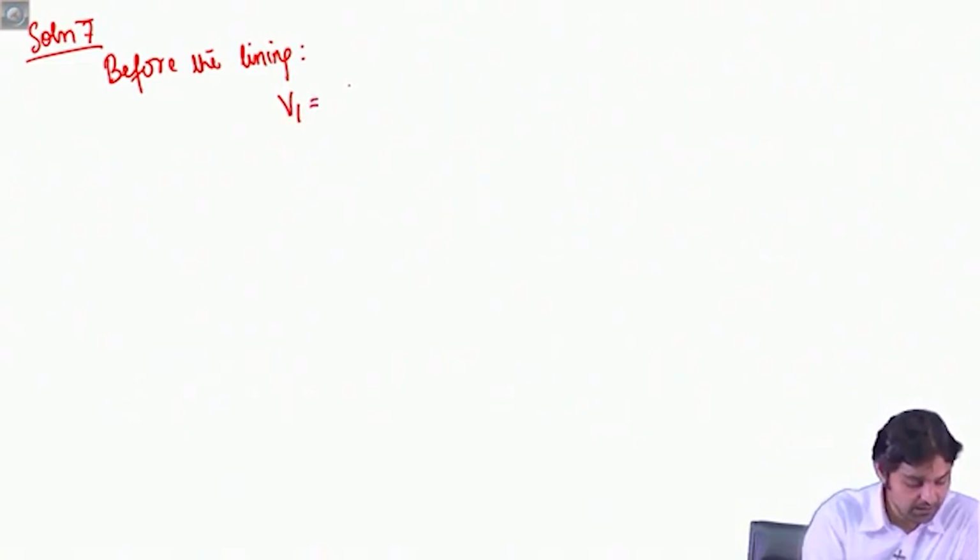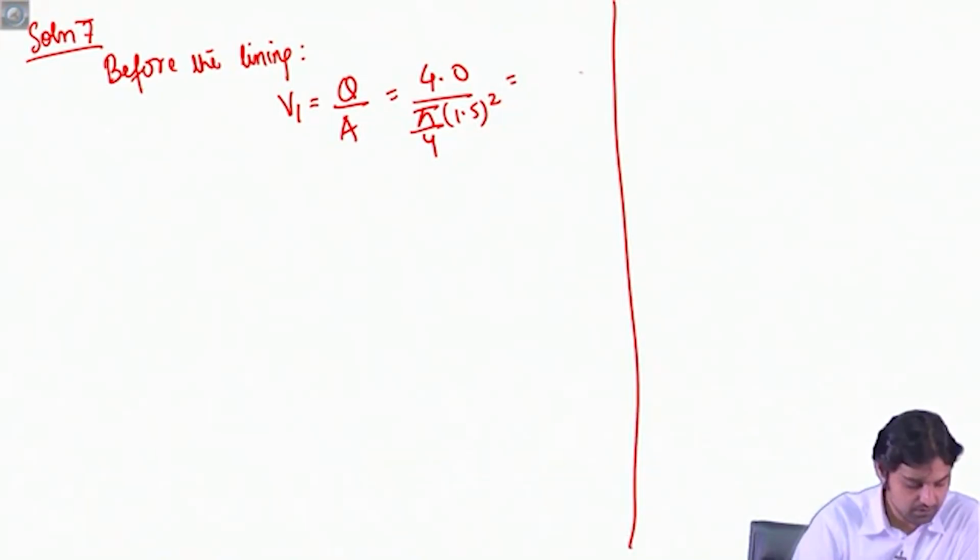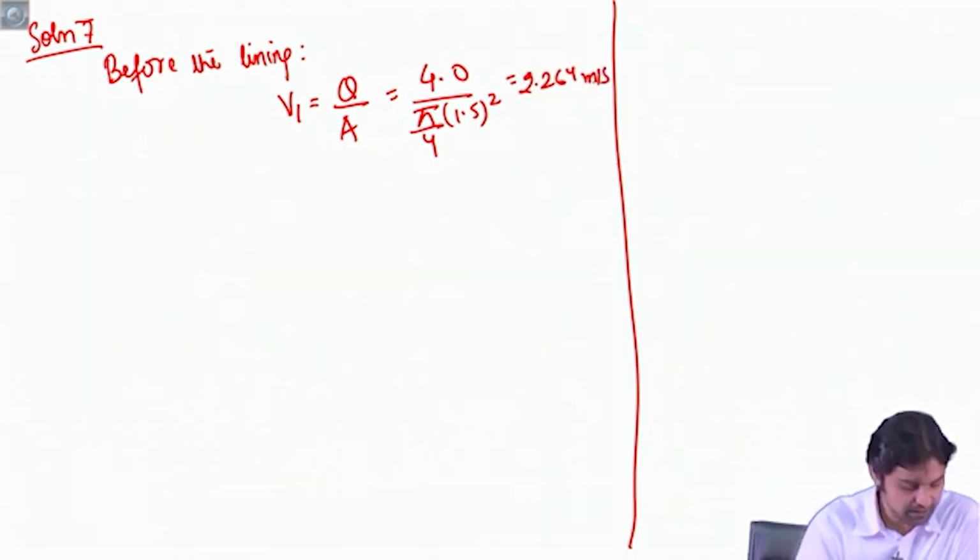Okay, solution number 7. So, we see before the lining, before the measure of reducing the head loss, V1 is going to be Q by A. Q was 4 meters cube per second, area is pi by 4 into 1.5 whole square. So, this is going to be 2.264 meters per second. All right.